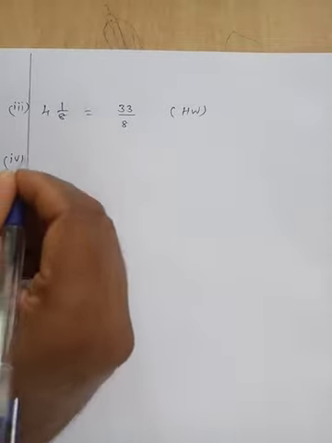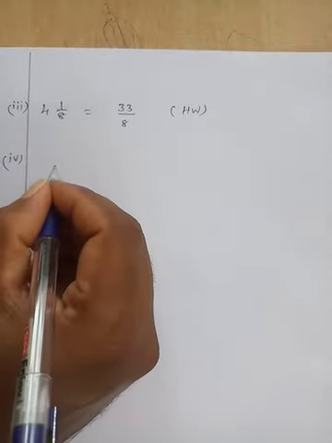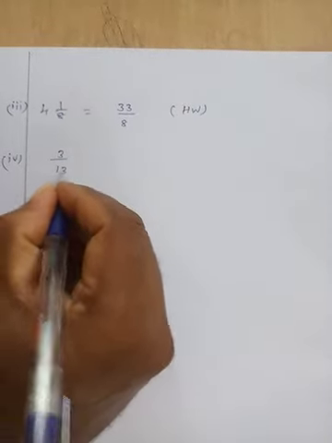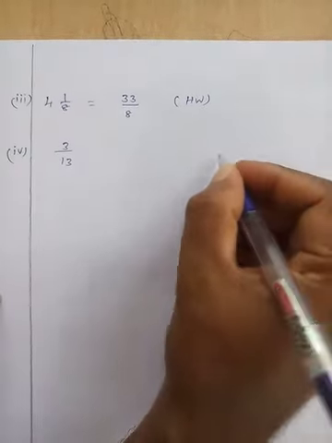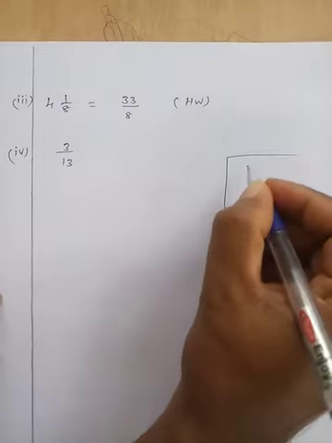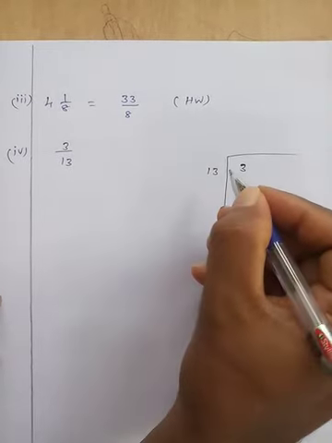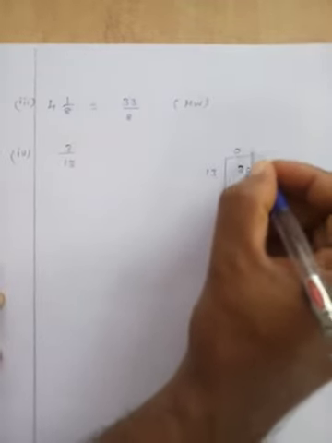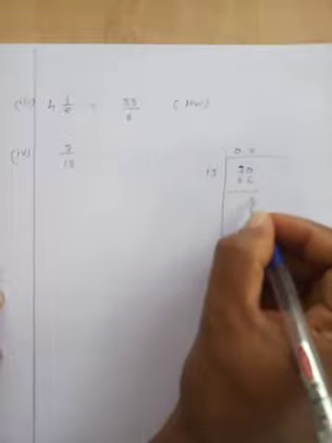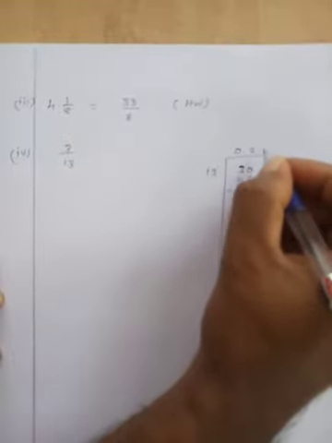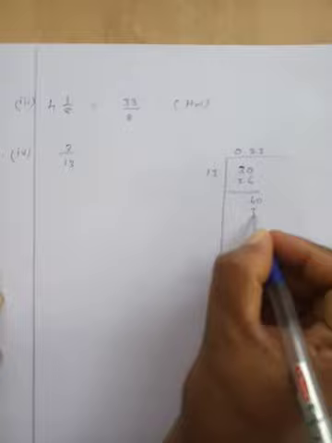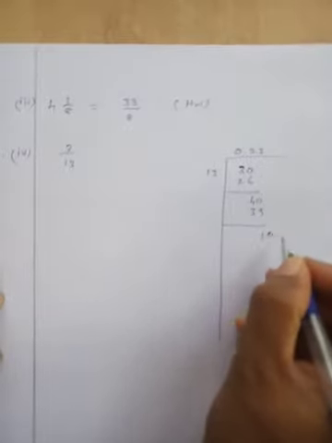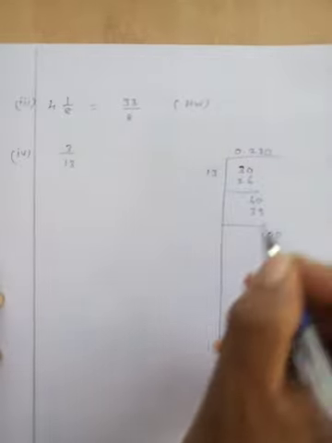Fourth problem, 3 divided by 13. 3 divided by 13. 0.2, 2 times 13 is 26, remainder 4. 40, 3 times 39, remainder 1. 10 is not possible, so put one more 0, 100.